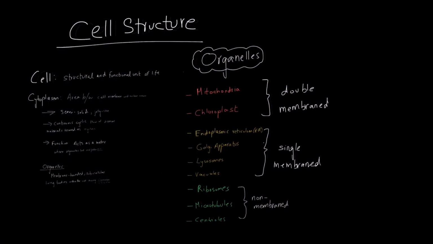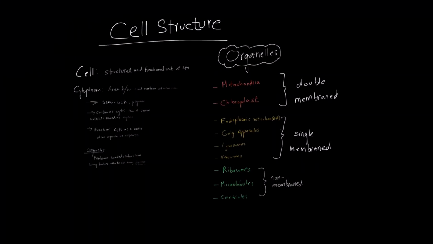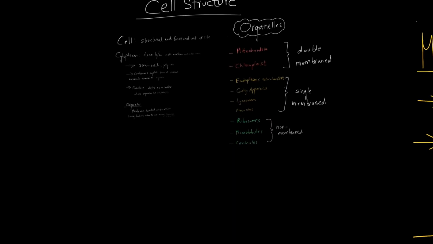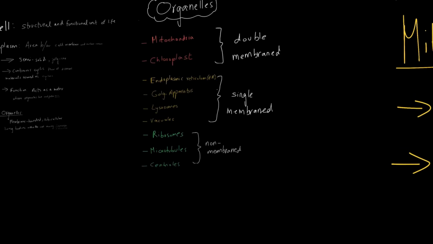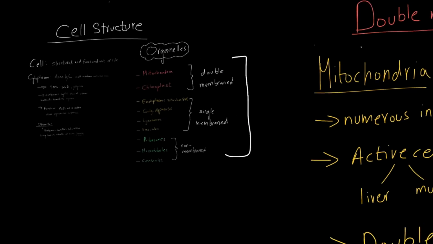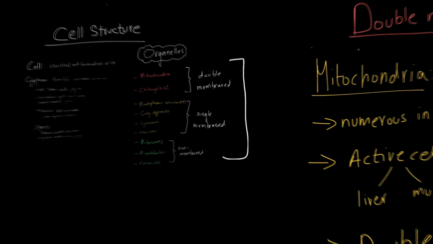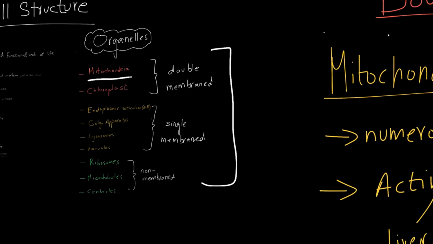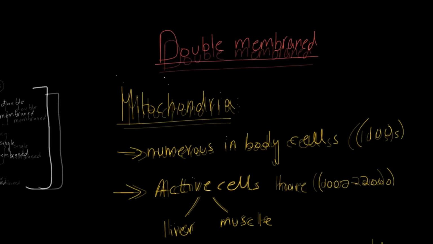Right, so last time we finished off with the intro to cell structure, where we learned what a cell is, what cytoplasm is, and all the organelles, and a basic function of all the organelles that are present. So, first off, I'll be starting off with double membraned organelles, and mitochondria is the first thing. So, that's what we'll be doing.